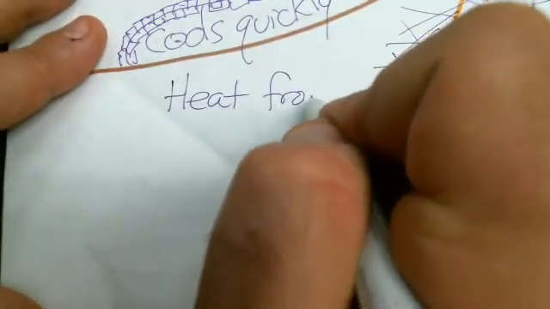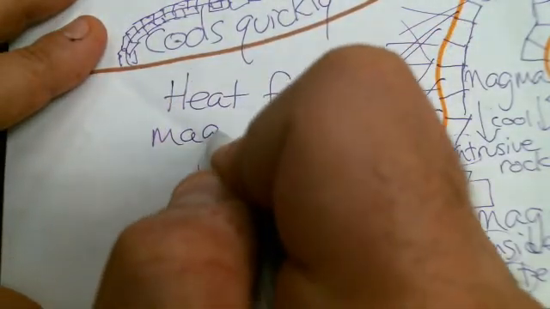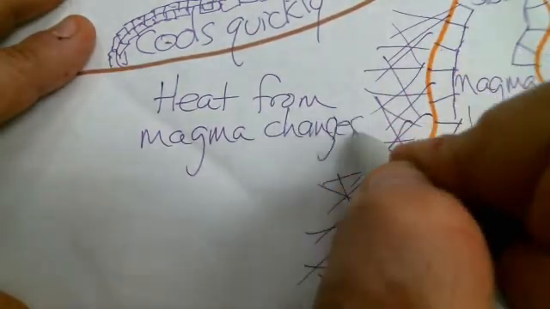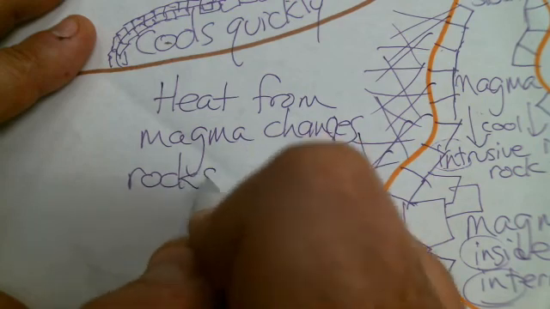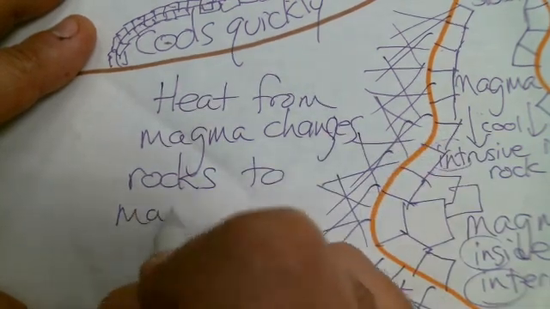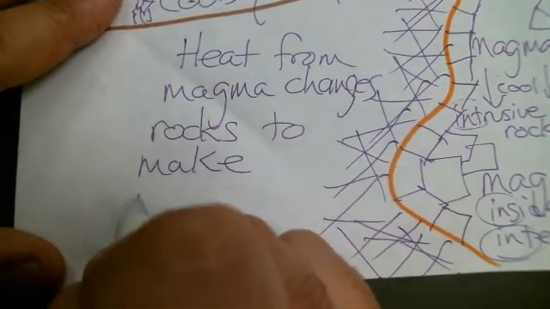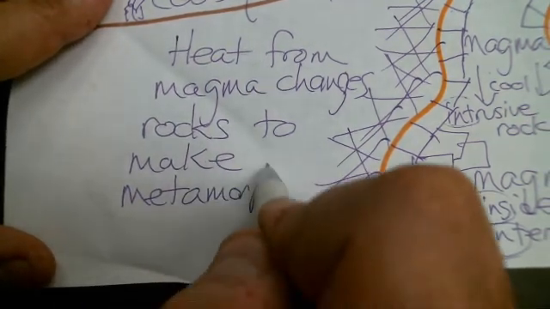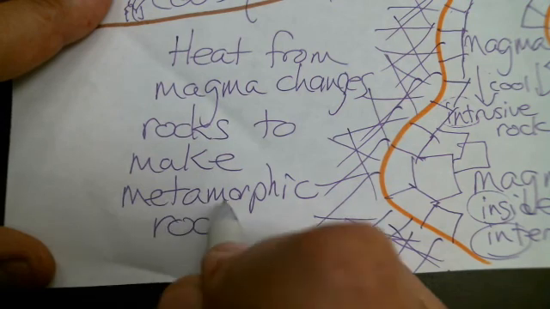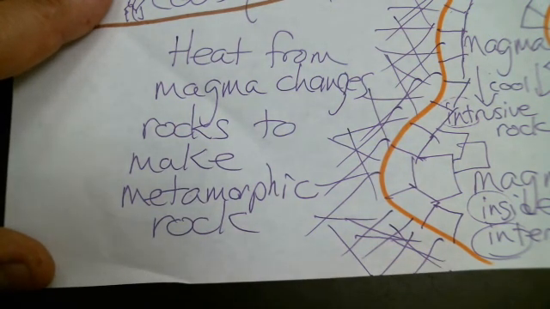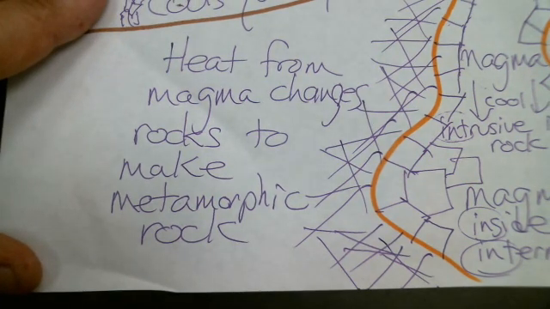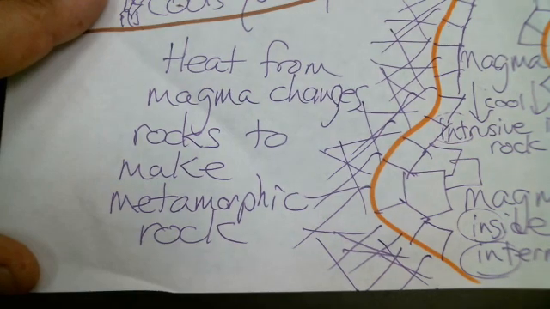Heat from the magma changes rocks to make metamorphic rock. Pressure can also change a rock to a metamorphic rock as well. And that is the end of illustration 3.